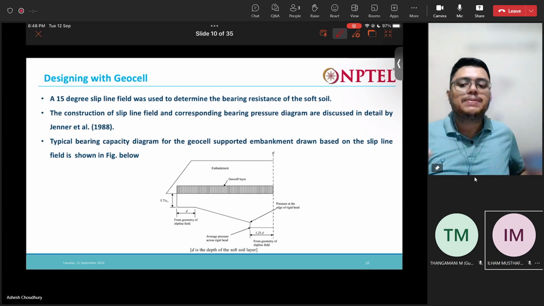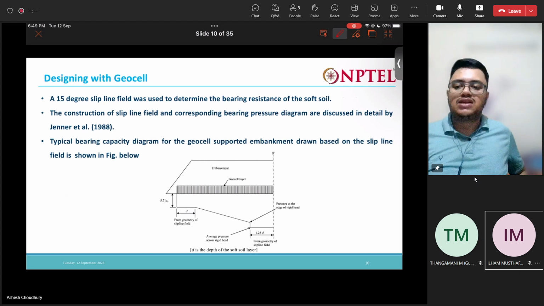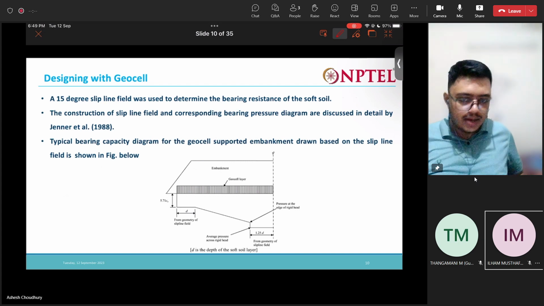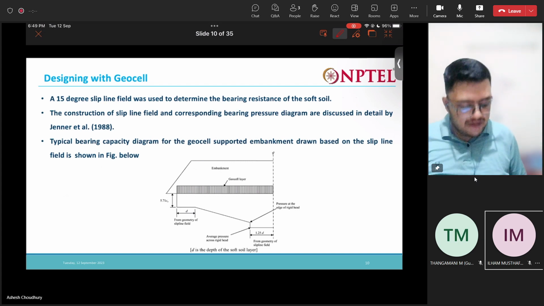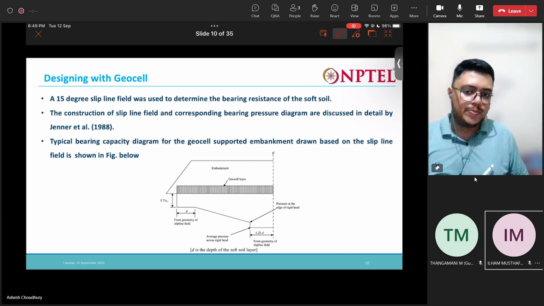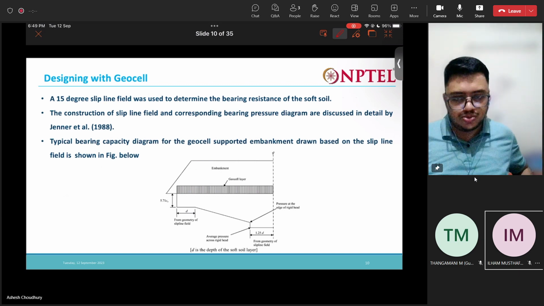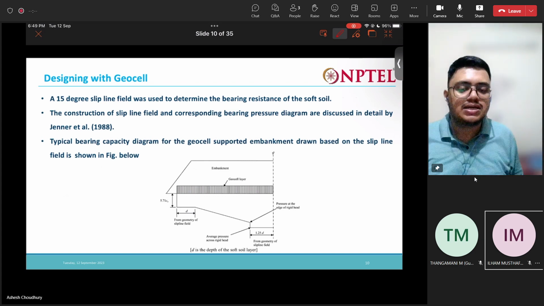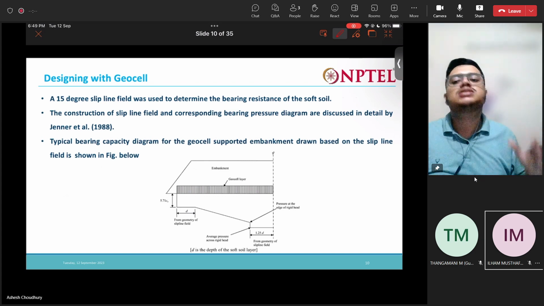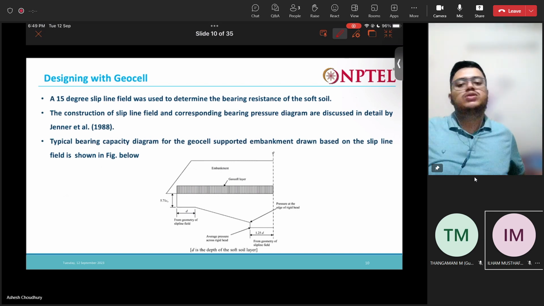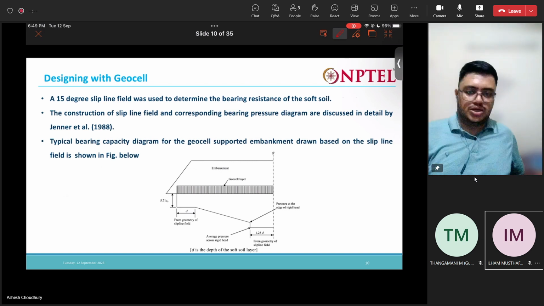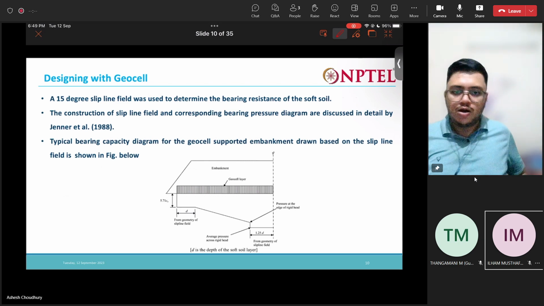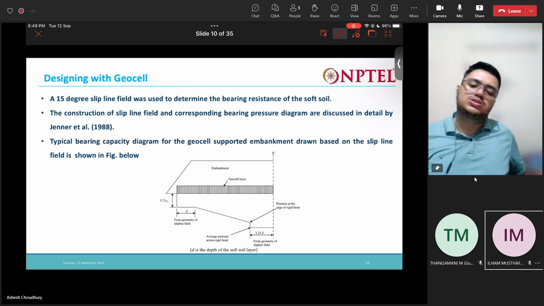A typical bearing capacity diagram for the geocell supported embankment, drawn based on the slip line field, is shown in the figure. You can see we have the embankment at the top, and we have put a geocell layer at the bottom of the embankment so that the embankment can rest over the geocell. It can provide the stiffness. This geocell layer will be acting as a strong foundation for the embankment. So you can see here we have the embankment and the geocell layer.